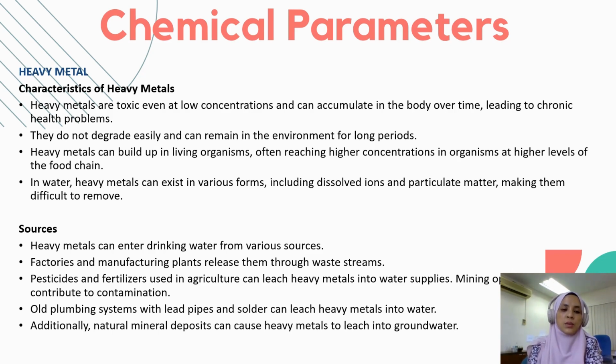Okay, so where is heavy metal coming from? Heavy metals can enter drinking water from various sources, including factories and manufacturing plants that release them through waste streams. Pesticides and fertilizers used in agricultural activity can leach heavy metals into the water supply, and old plumbing systems with lead pipes and solder can leach heavy metal into the water. And additionally, of course, natural mineral deposits can cause heavy metal to leach into the groundwater and, at the end of the day, into our drinking water supply.